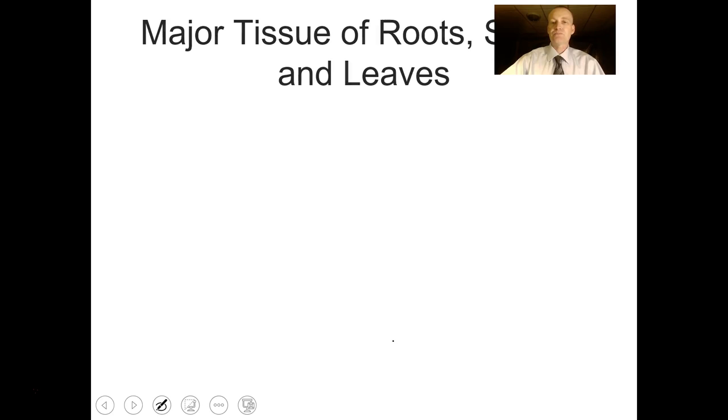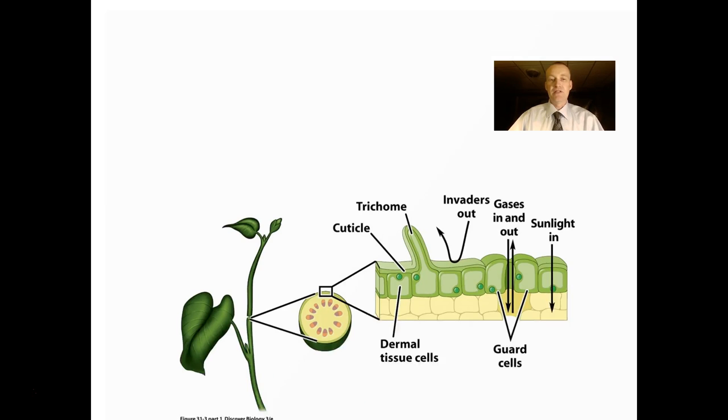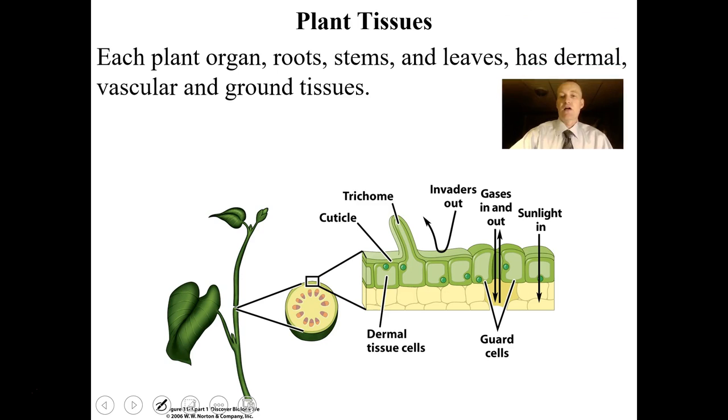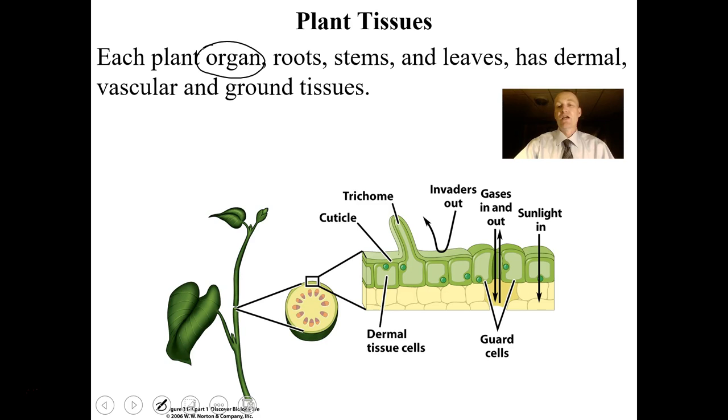So we'll talk about the major types of tissues in the roots, stems, and leaves. And we'll start with the concept that the roots, leaves, and stems are the main organs of the plant. So they're going to be made up of various kinds of tissues. And there are three main kinds of tissues.